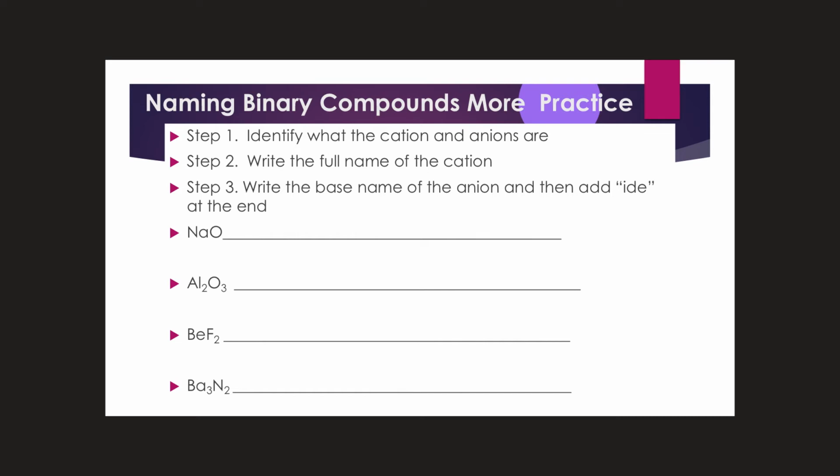So remember, separate your cation from your anion, use your periodic table to find the element name, and write the full element name of the cation. The anion always ends with the word ide. So stop the video now.